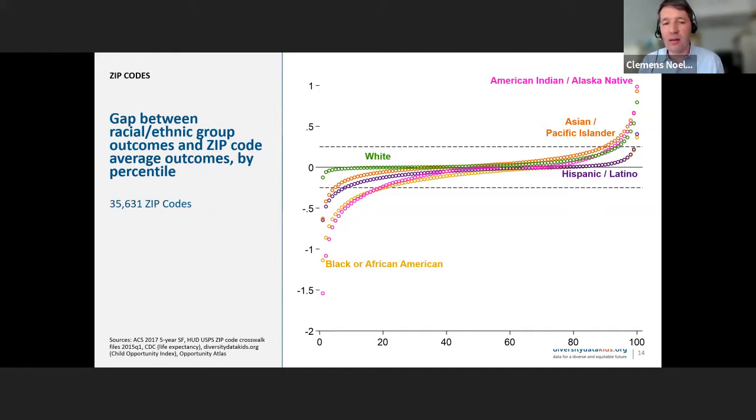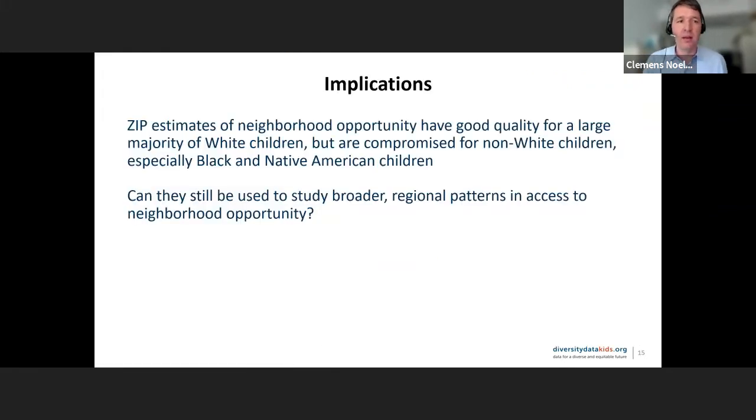But for Black or African American children, that number is only 80%, and it's 64% for American Indian or Alaska Native children. So about 40% of American Indian, Alaska Native children live in zip codes where the zip code level estimate is really a poor representation of the patterns that you would measure at the census tract level. So zip code estimates of neighborhood opportunity have good quality for a large majority of white children, but they are compromised for non-white children, especially Black and Native American children.